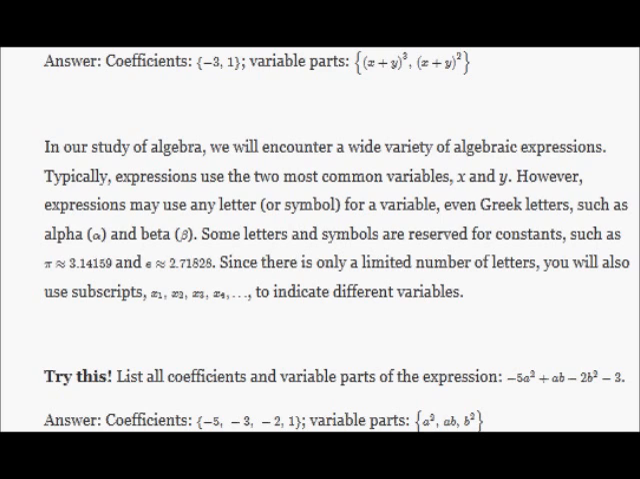So the coefficients that I just mentioned are negative 5, positive 1, negative 2, and negative 3. We can line them up from smallest to biggest as negative 5, negative 3, negative 2, and positive 1. The variable parts are a squared, ab, and b squared. Remember the fourth term didn't have a variable part because it's a constant.